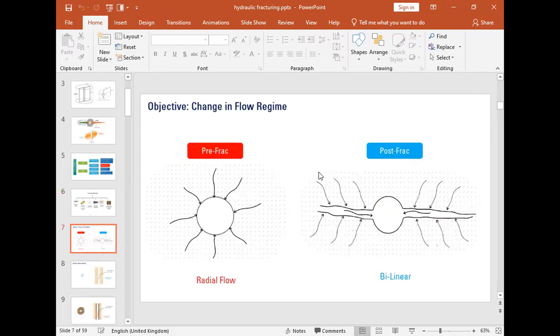So generally, this is just what we have really talked about: to change the flow regime. Without the fracturing, we are having a radial flow, fluid flowing from different directions. But after the fracturing, we are having a bilinear flow. We are having a bilinear flow regime within that particular system.